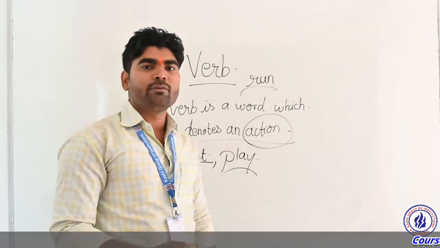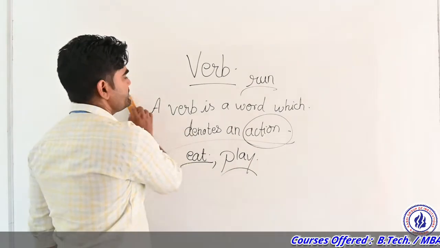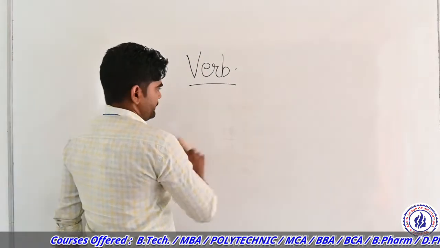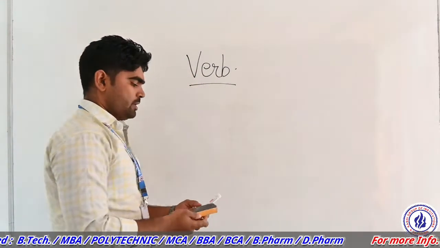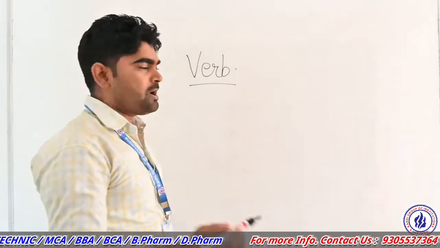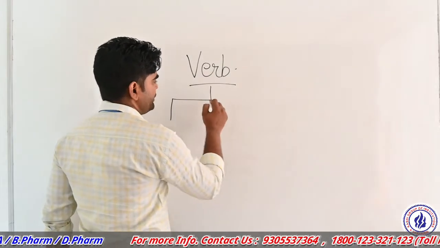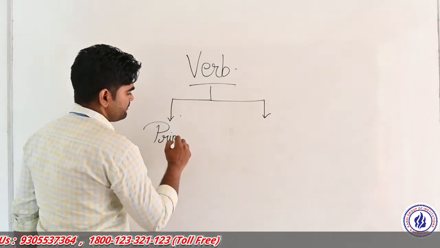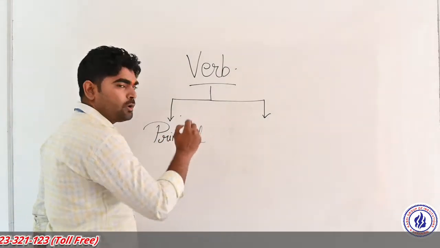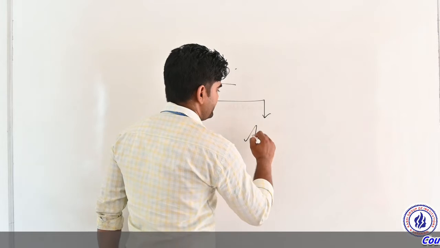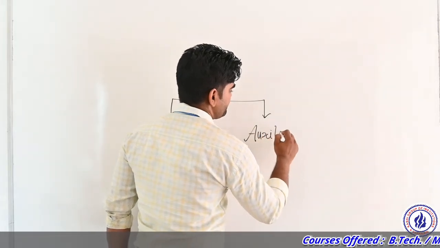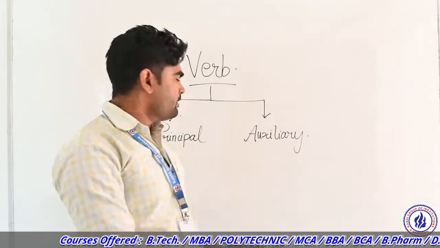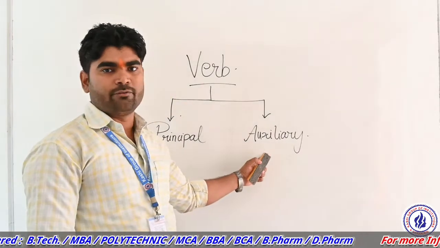Now we will move to the different types of verbs. First of all we will see the classification of verb. Verb is classified into two parts: principal verb and auxiliary verb. There are two types of verb. First one is principal verb and second is auxiliary verb.